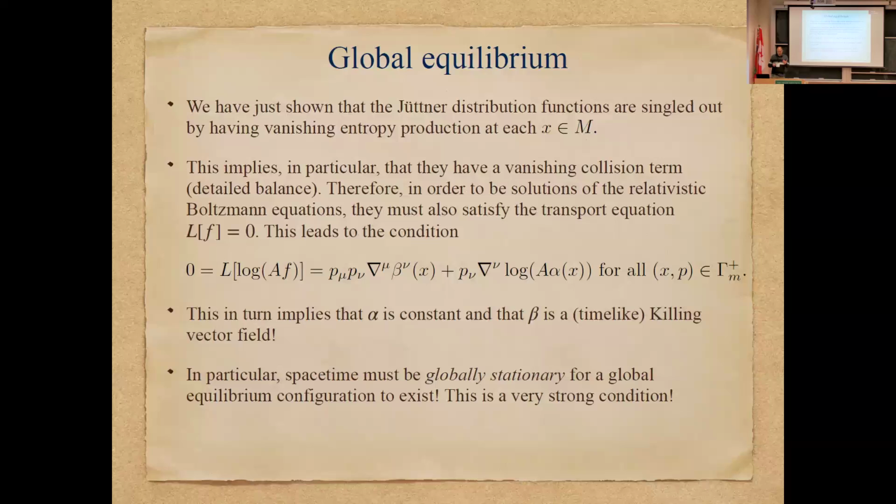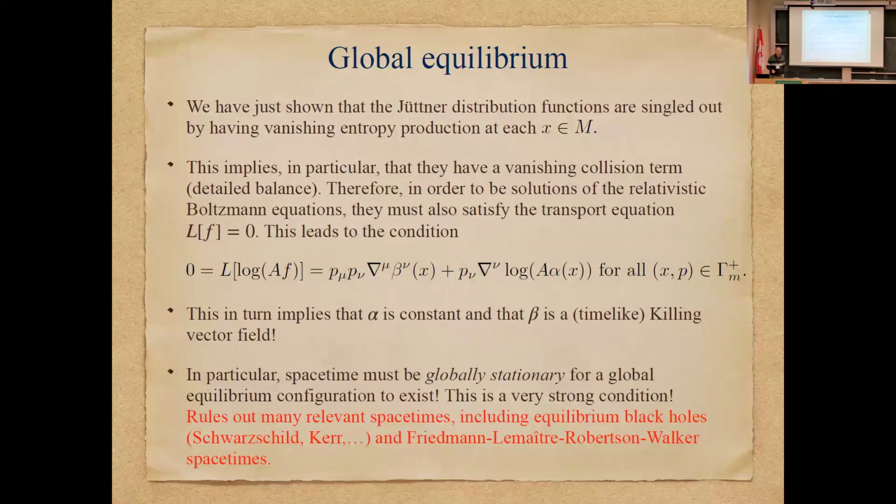This is of course very strong, because it means that for this to work, your space-time should be globally stationary. It should have a global time-like Killing vector field. And of course, this rules out many interesting examples. For example, it rules out typical equilibrium space-times like black holes, like Schwarzschild, Kerr, and so on, but also cosmological space-times like Friedmann, Lemaitre, and Walker, because they don't have a globally defined time-like Killing vector field.